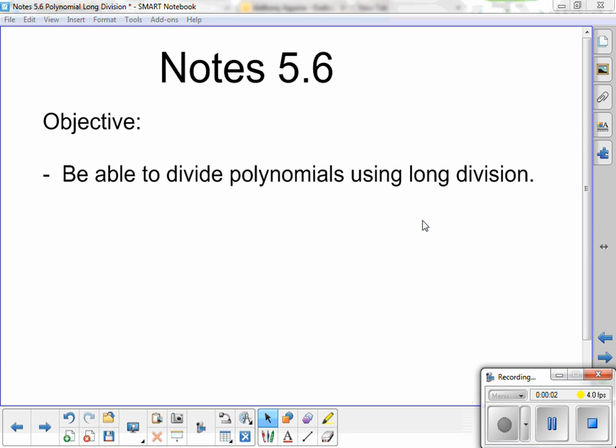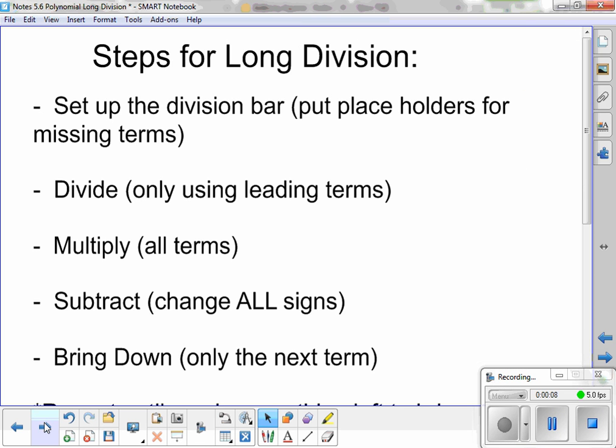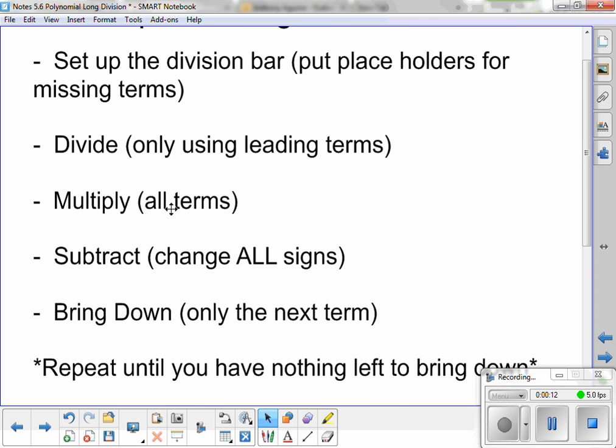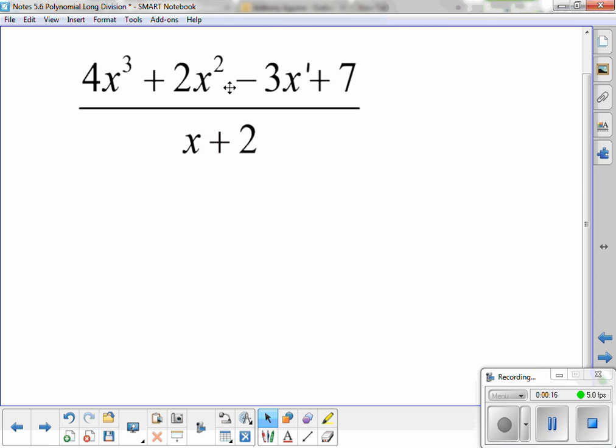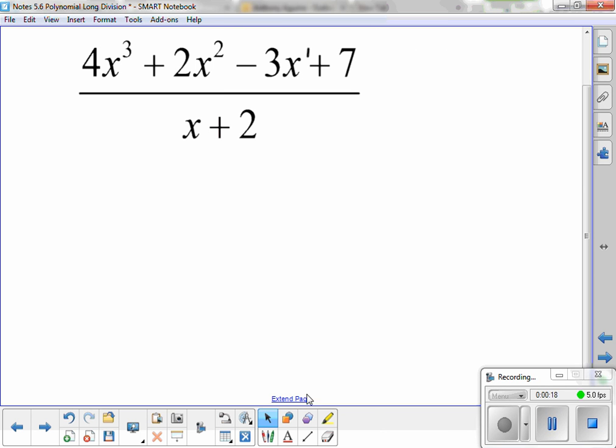All right, here's your notes, 5.6, able to divide polynomials using long division. So what I'm going to do here, I'm going to start off where we left off in class. These are the steps. Divide, multiply, subtract, and then bring down, and then keep repeating until you're finished. So first step is to write this out as a division problem.